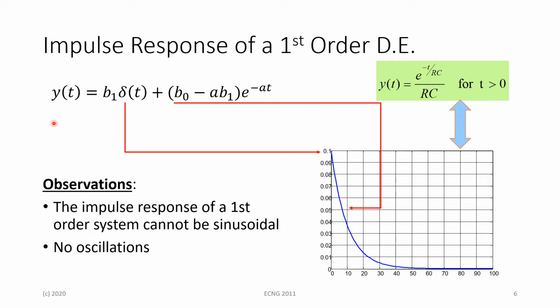The important things to note regarding the impulse response for this y(t) equation is that this system is never sinusoidal. So there are no oscillations in this system whatsoever. It's just a steady decay towards some steady state value. So this will hold true for any first order differential equation that you are solving for. There will never be oscillations in a first order system. It will always be a steady decay or a steady rise to some steady state value. And once you hit that steady state value, it will remain constant throughout the entire time period.